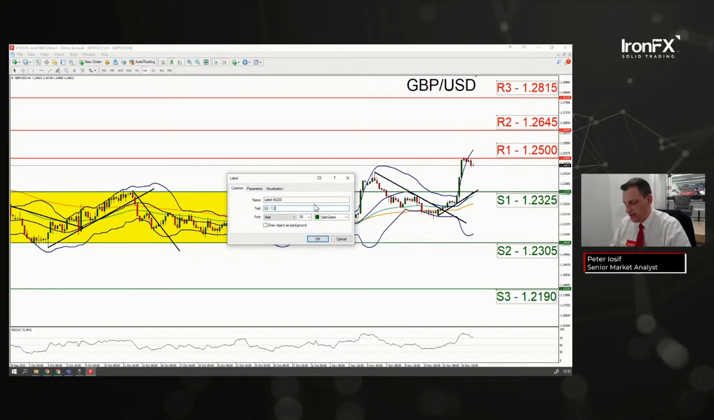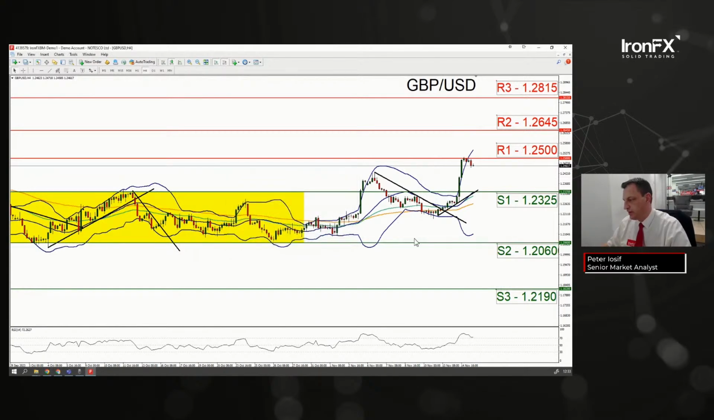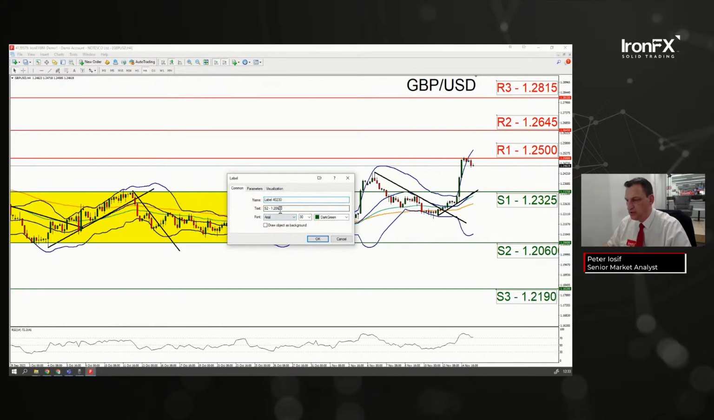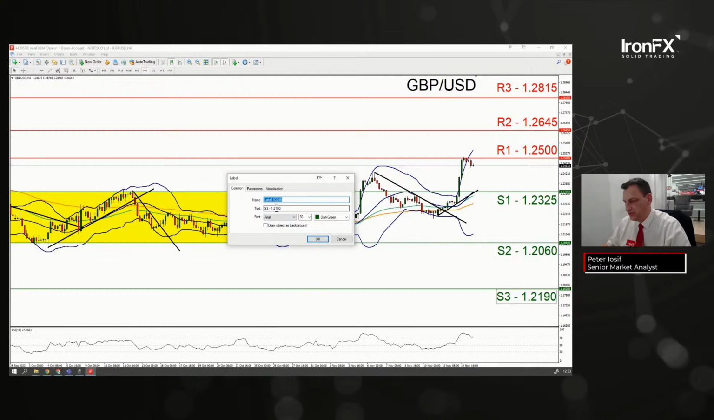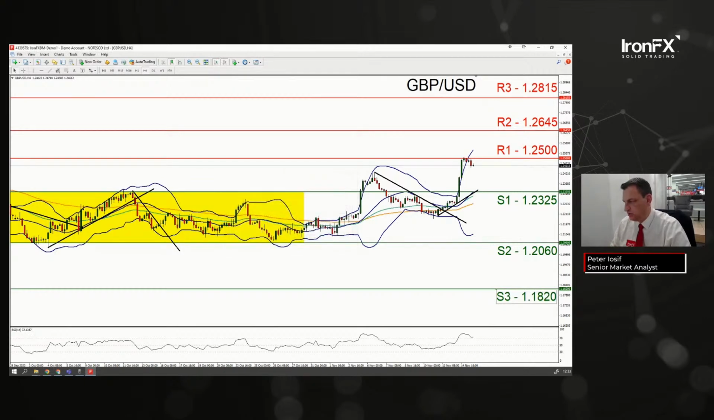Should the pair stabilize, as it seems to be doing right now, and remain near the 1.25 but below it, that would allow us to switch our bullish outlook in favor of a bias for a sideways motion, a continuance at least. 1.1820 is the last one.